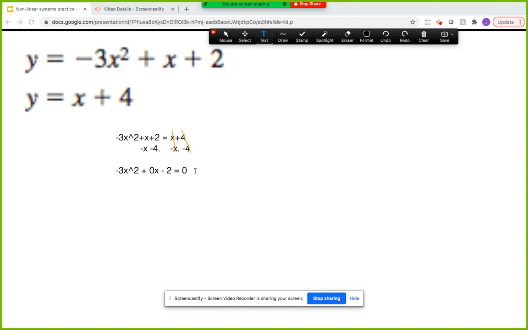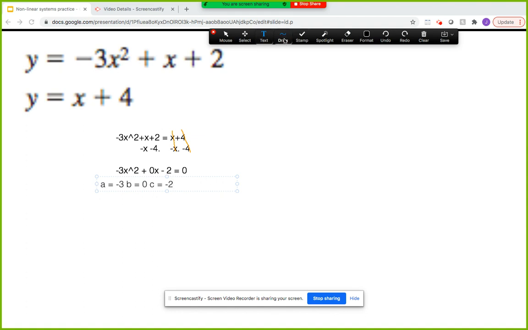From there, we're going to just use the quadratic formula. So first, I'm just going to identify my a, my b, and my c in this equation. My a is negative 3, my b is 0, and my c is negative 2. Pay close attention to the fact that this was minus 2, so that means our c is negative 2.